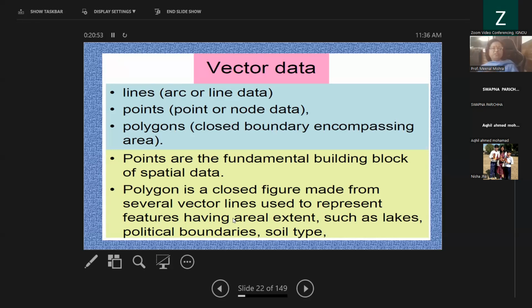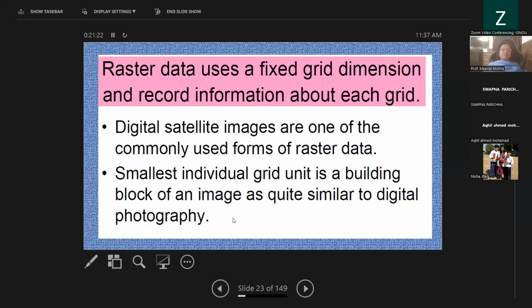So what is the fundamental building block of spatial data? That is point data. And polygon, as I told you, is the enclosed, that is closed figure, that is made up of many vector lines, they are joined. Suppose you want to show some lake or some political boundary, so you have these connecting lines, and that becomes a closed figure or a polygon. So this is like this.